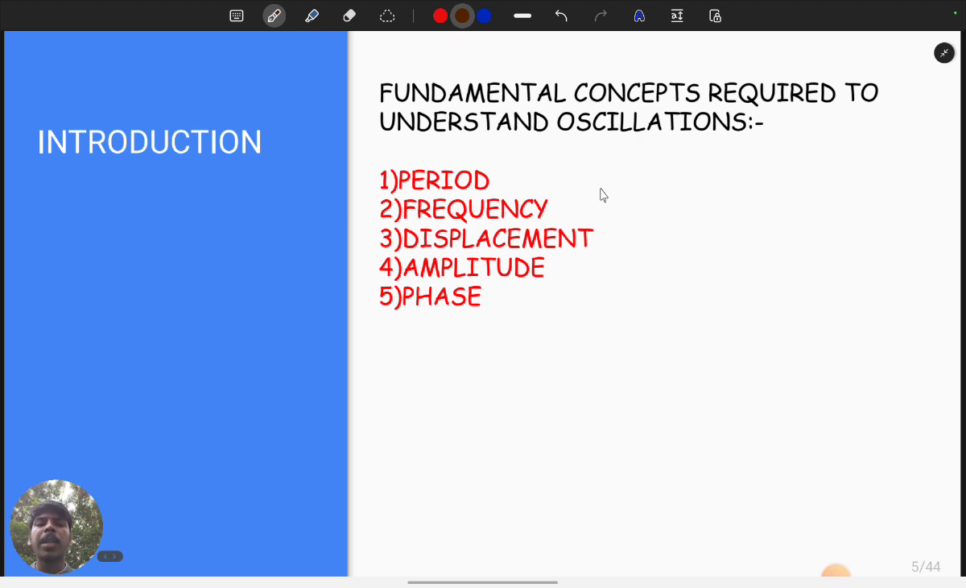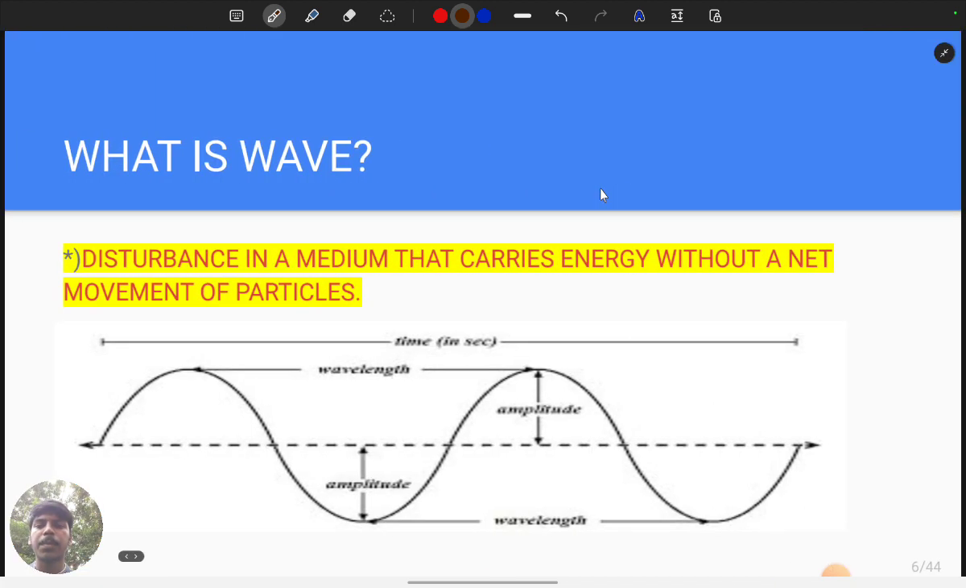In the introduction, according to NCERT, we require 5 fundamental concepts to understand oscillations. First one is period, second is frequency, third is displacement, fourth is amplitude, fifth is phase. I will be explaining these 5 fundamental concepts in the next slides. But before going into these, let me explain what is a wave.